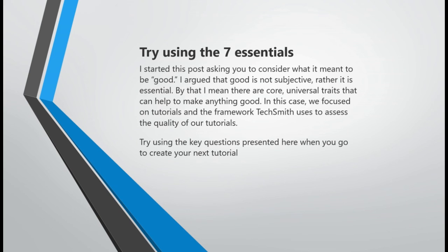Try using the 7 essentials. I started this post asking you to consider what it meant to be good. I argued that good is not subjective, rather it is essential. By that I mean there are core, universal traits that can help to make anything good. In this case, we focused on tutorials and the framework to assess the quality of our tutorials. Try using the key questions presented here when you go to create your next tutorial.